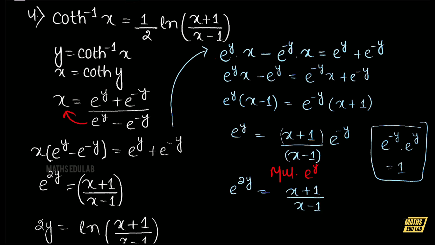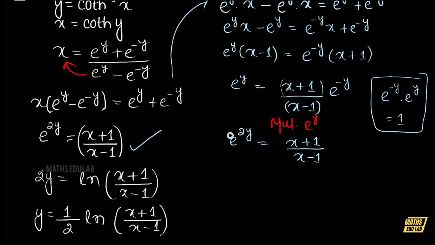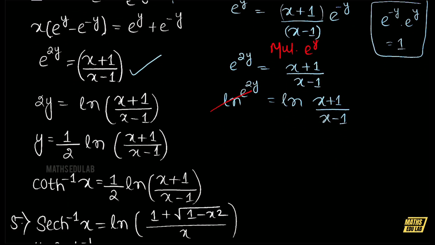We got this value. After that, to cancel out the exponential, we will take ln: ln e to the power of 2y is equal to ln of (x plus 1) upon (x minus 1). So just cancel out the value. We get 2y is equal to ln of (x plus 1) upon (x minus 1). We know the y value is nothing but coth hyperbolic inverse x, and the 2 will be changed to the other side. Here it is in the multiplied form. When this comes to the other side, we can write coth hyperbolic inverse x is equal to 1 by 2 ln of (x plus 1) upon (x minus 1).